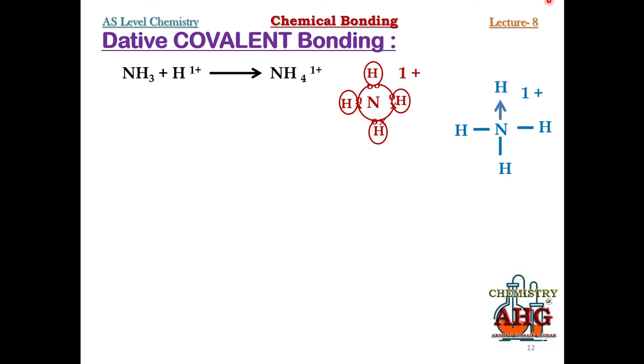Okay, one more example I am giving you. You people can write down this example. Water H2O, oxygen has 2 lone pairs. If oxygen donates 1 lone pair to hydrogen ion, it becomes H3O positive ion. This ion is known as hydronium ion or oxonium ion. This ion is also formed through dative covalent bond whenever we add acid into water.